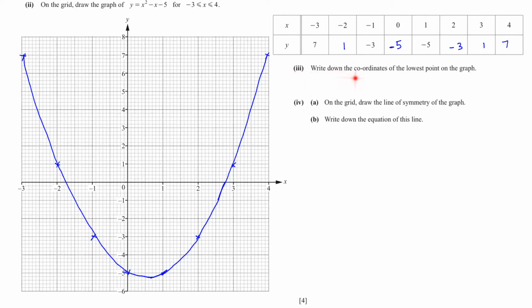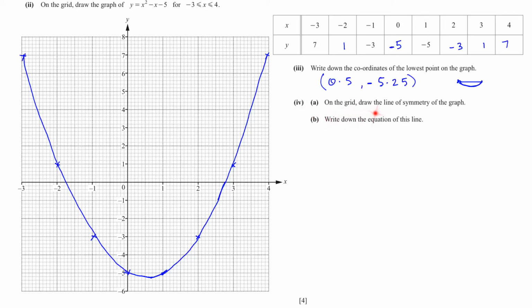In B3, write down the coordinates of the lowest point on the graph. You can see that we have 0 and 1. When x is 0 and 1, y is -5 here. So this is the midpoint. The lowest point will be 0.5 and y will be -5.25. You cannot make a straight line. You got 2 points like this, so you cannot make a straight line. You have to make a shape here. So when x is 0.5, y is -5.25.